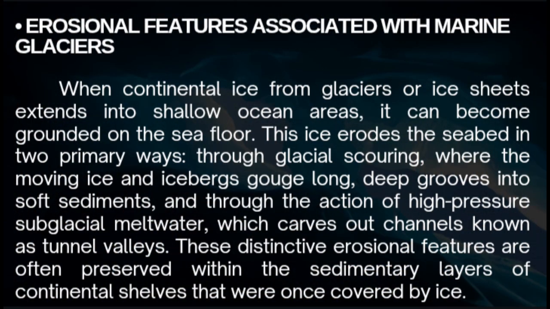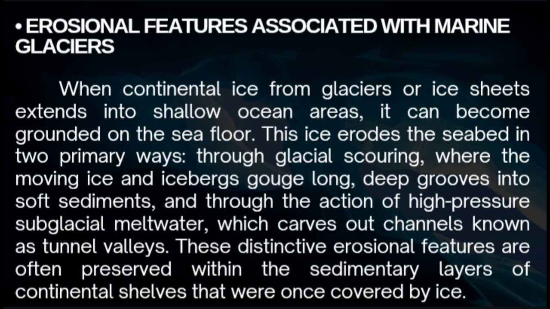Erosional features associated with marine glaciers. When continental ice from glaciers or ice sheets extends into shallow ocean areas, it can become grounded on the seafloor. This ice erodes the seabed in two primary ways: through glacial scouring, where the moving ice and icebergs gouge long, deep grooves into soft sediments, and through the action of high-pressure subglacial meltwater, which carves out channels known as tunnel valleys. These distinctive erosional features are often preserved within the sedimentary layers of continental shelves that were once covered by ice.